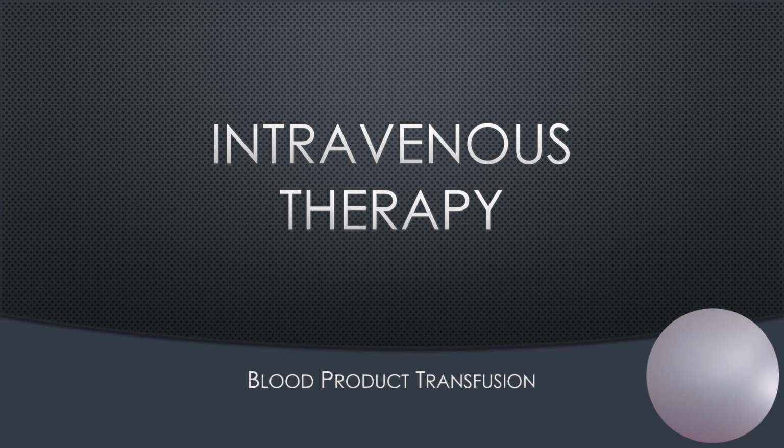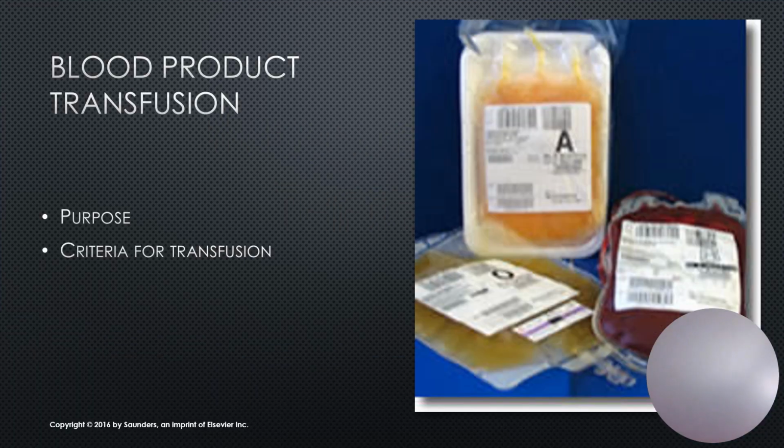Blood product transfusion. Blood products are going to be transfused to restore and/or maintain fluid volume and improve the oxygen carrying capacity. We expect each unit of PRBCs to raise hemoglobin 1 gram per deciliter. We transfuse to replace deficient blood components or assist with coagulation.